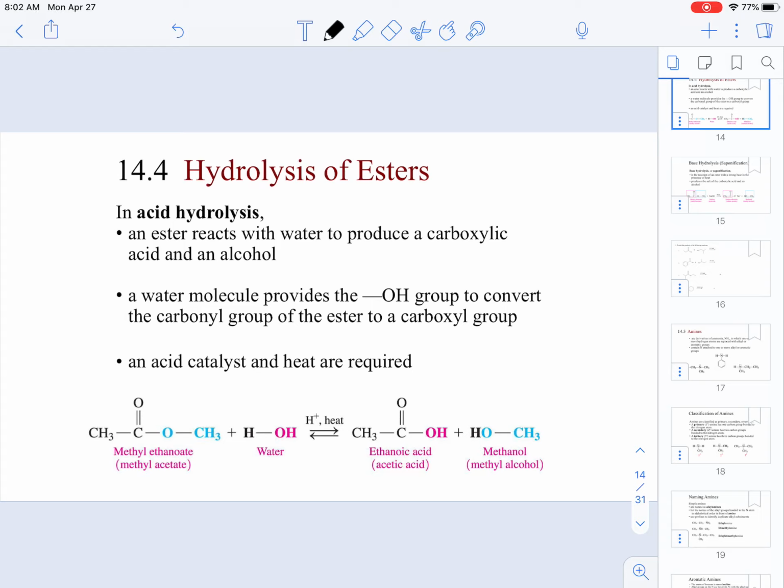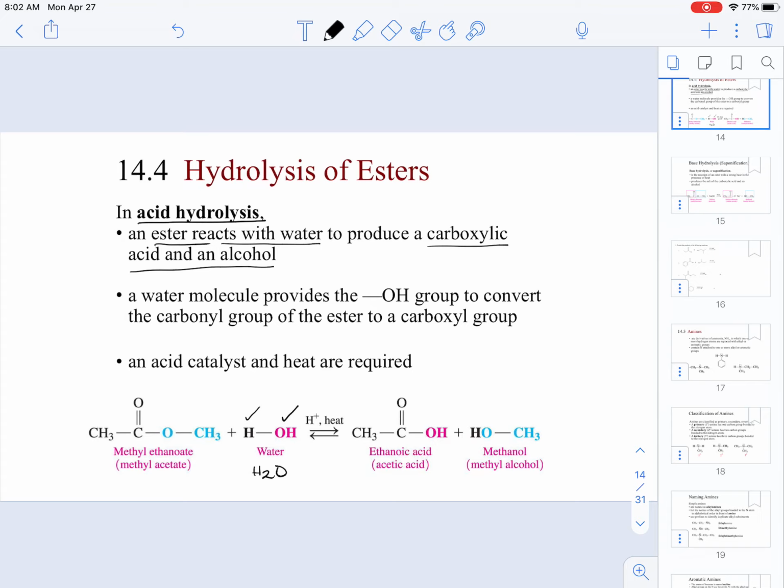So, when it comes to the hydrolysis of esters, understand that hydrolysis can occur under acidic conditions, okay, that it will be an acid hydrolysis of an ester. And when that happens, an ester is going to react with water, and the product of that reaction is going to be a carboxylic acid and an alcohol.